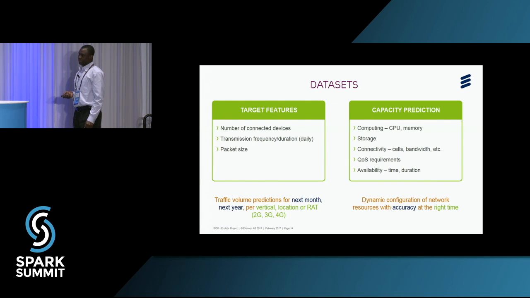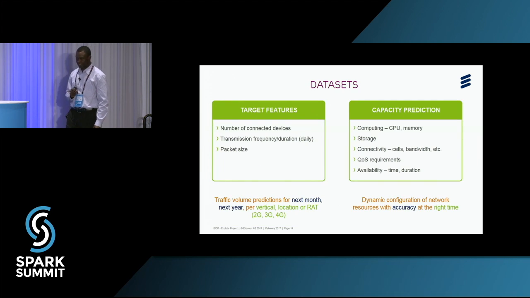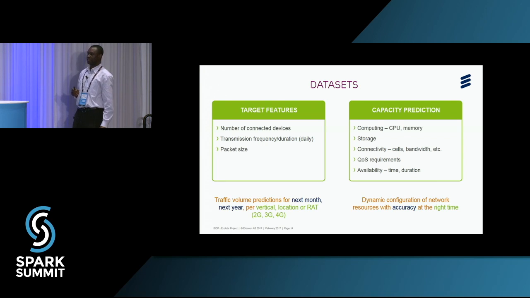We want to apply machine learning on these different data to be able to predict the number of connected devices in the future, the transmission frequency, and the packet size. Based on these predicted values, we can determine the capacity of the network in terms of computing, storage, and connectivity resources. More intelligently, we can determine the capacity required at a specific time and at a specific location. This could change over time and for different locations, so it's more dynamic than previous methods.